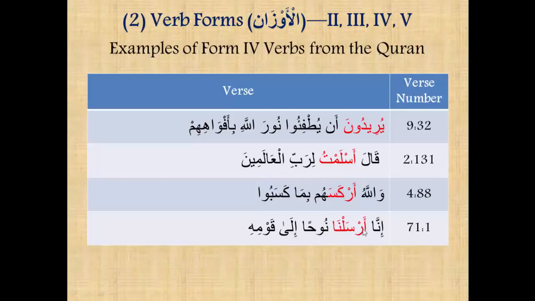أَرْسَلْنَا, أَفْعَلْنَا. So again, the defining characteristics of Form 4 is that there is a Hamza at the very front in the past tense. And then in the present tense, we have يُفْعِلُ, where the fa, the first root letter, actually takes the sukun. And then in the masdar, we have the Hamza again, الإِفْعَال.